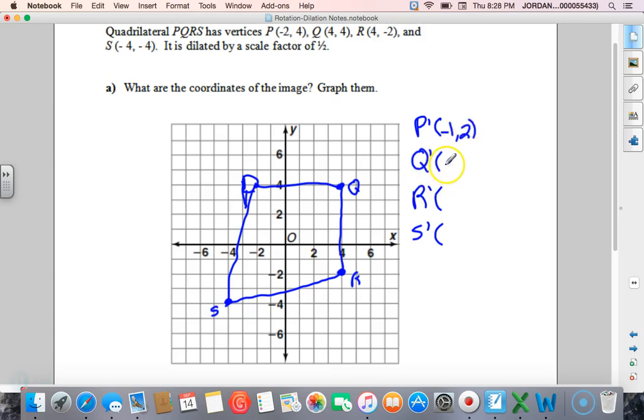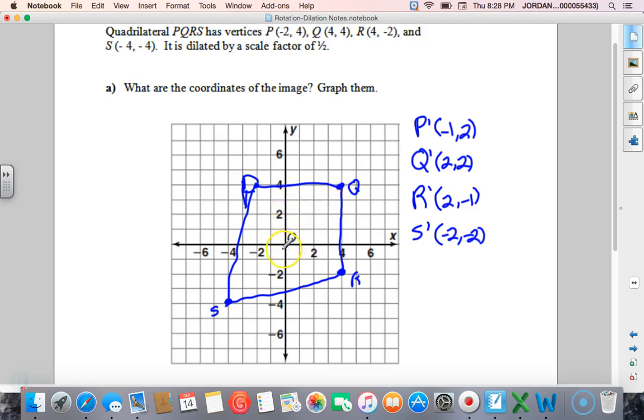Q prime is going to be 4 divided by 2, which is 2, and 4 divided by 2, which is 2. R prime is going to be 4 divided by 2, which is 2, and negative 2 divided by 2, which is negative 1. And then S prime is going to be negative 2, negative 2, because half of 4 is 2. All right, so those are going to be the coordinates for my new shape right here, my new quadrilateral. All right, so let's go ahead and graph those and take a look at them.